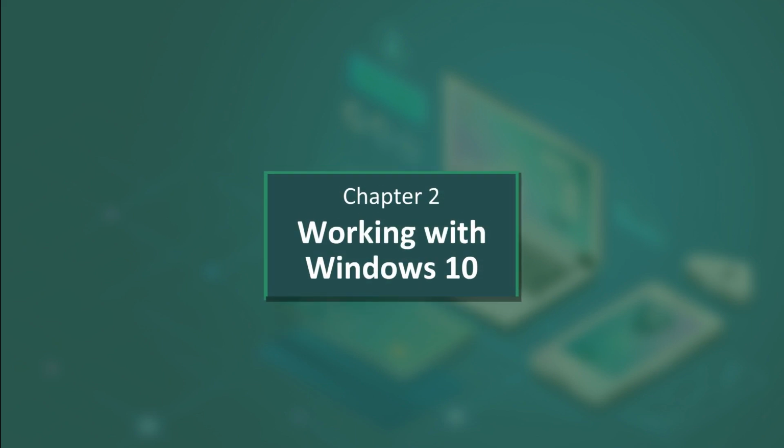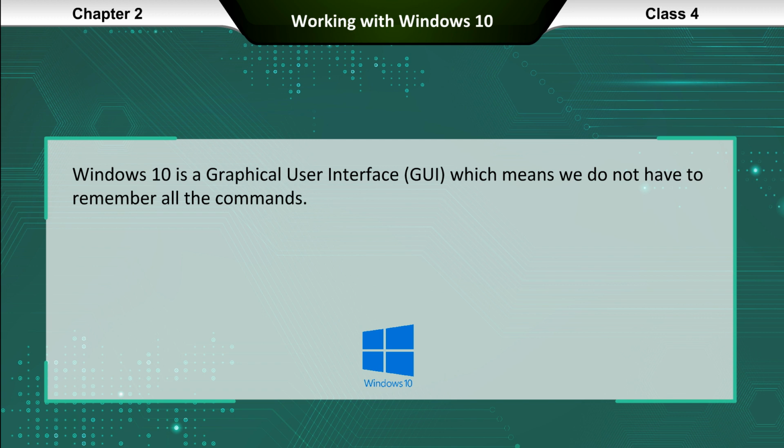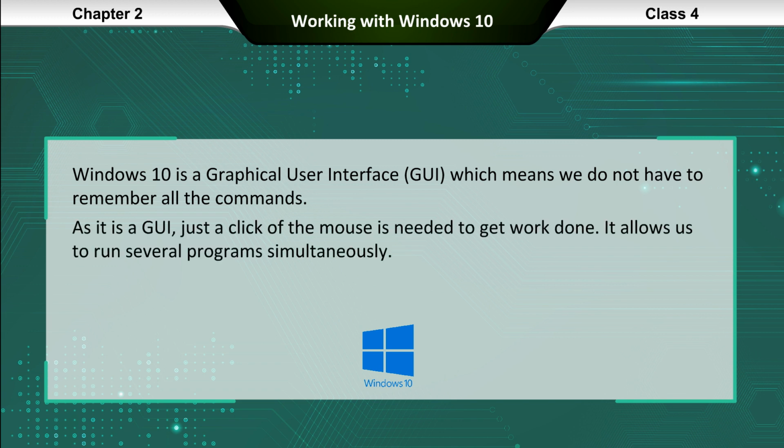Chapter 2. Working with Windows 10. Windows 10 is a graphical user interface, GUI, which means we do not have to remember all the commands. As it is a GUI, just a click of the mouse is needed to get work done. It allows us to run several programs simultaneously.